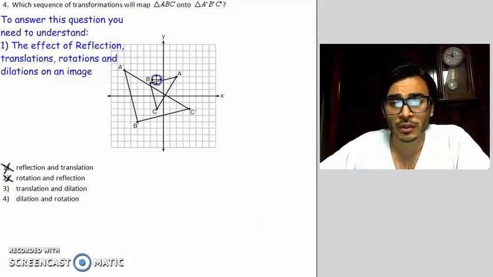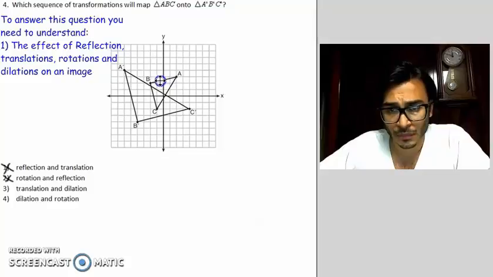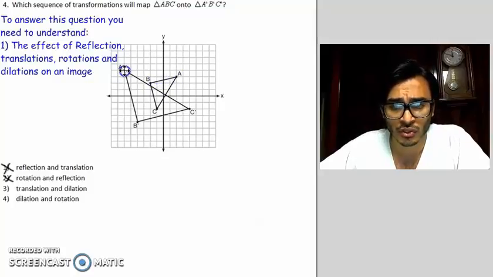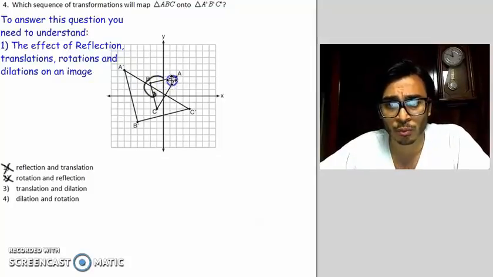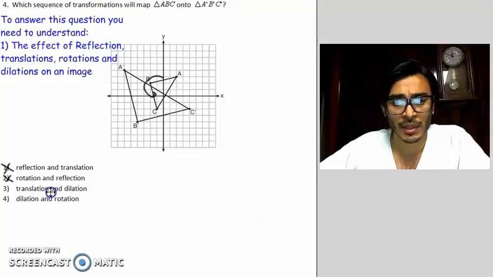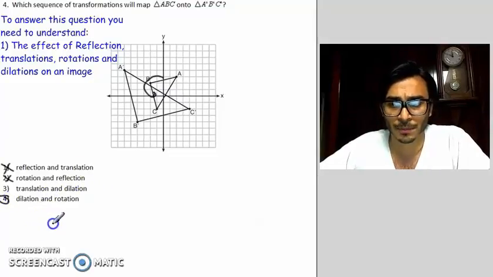The other thing we need to look at is how did this figure go from this position to the position that we see here. So that's a turn, right? This figure was turned or rotated. So then that means that a dilation and a rotation took place. So the answer is choice 4.